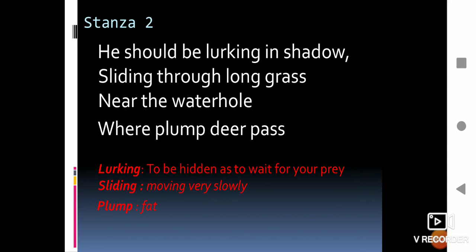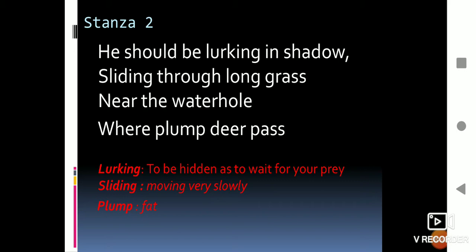Because the fat deer comes to that water body to drink water. So the tiger should be hiding himself in the shadow, sliding through long grass near the water hole where plump deer pass. So, what is the poet trying to say?